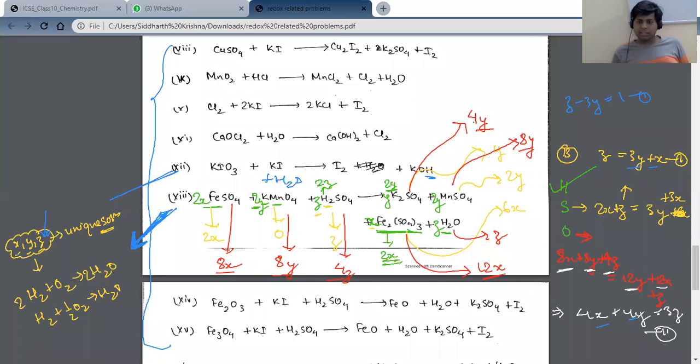The second equation is 3z minus 4y is equal to 4. X is equal to 1 I have put in these two equations. Z minus 3y is equal to 1, and here you are going to get 3z minus 4y is equal to 4. Are these two equations clear to everyone? Yes, sir. So just solve these two equations and get the value of z and y. X is already 1.